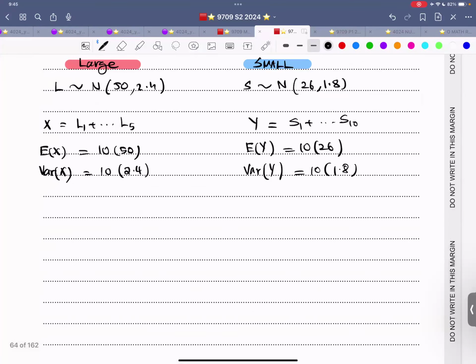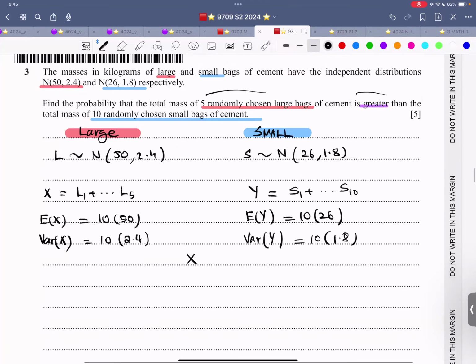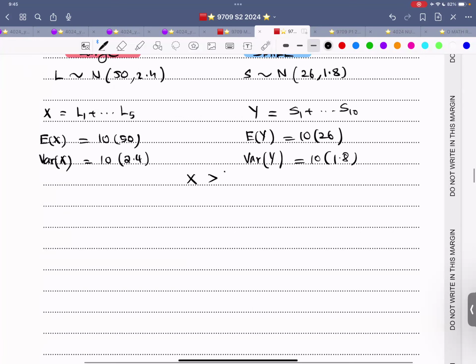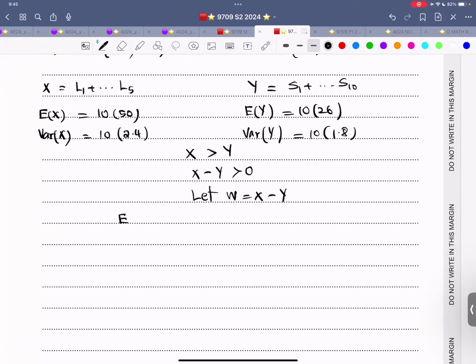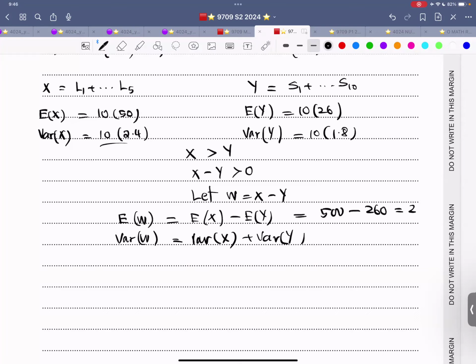Now let me introduce another variable. Lx is greater than Y. 5 large is greater than 10 small. So X is greater than Y, X minus Y is greater than 0. Let me write W is equals to X minus Y. So now expectation of W, that is expectation of X minus expectation of Y, and variance of W, that is variance of X plus variance of Y. So therefore, this is 10 into 50, that is 500 minus 260, that comes out to be 240. So that is one thing that we get.